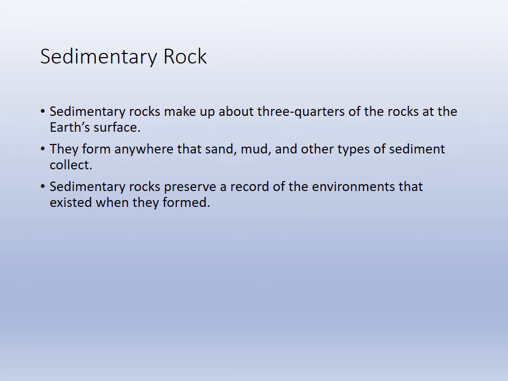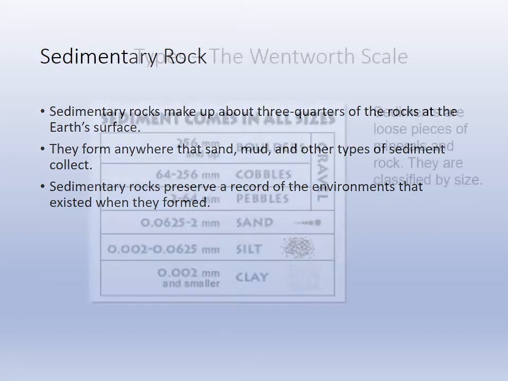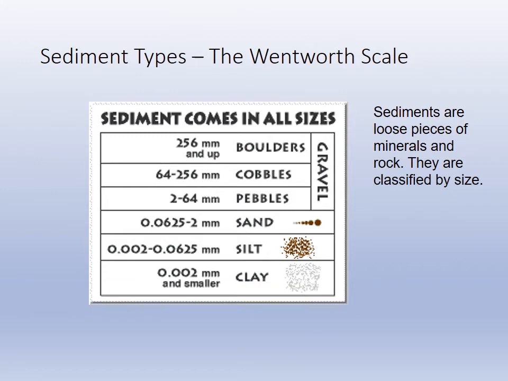The next type of rock is the sedimentary rock. Most of the Earth's surface is sedimentary rock. Sediments are cemented together. They're generally associated with water, weathering and erosion, and then cementation, but not always. And they preserve a record of the environments where they form, including fossils. This Wentworth scale, sand, silt, clay are the most common sediments, but you can get pebbles and cobbles and boulders. Those are the loose materials that make up sedimentary rock.